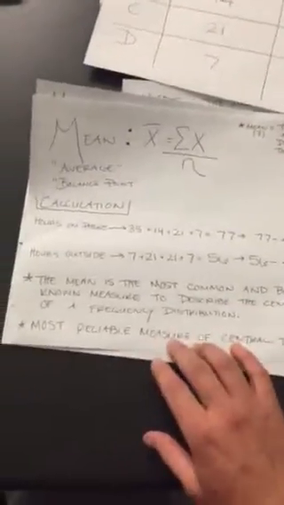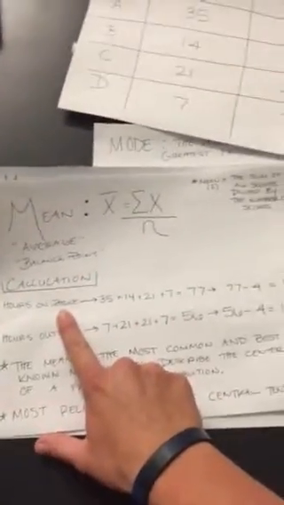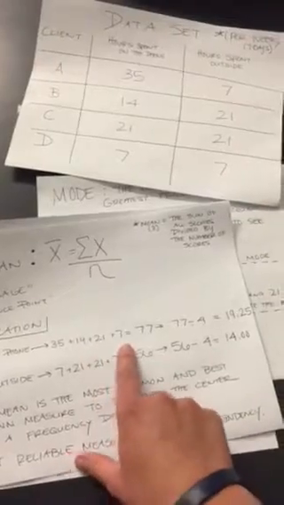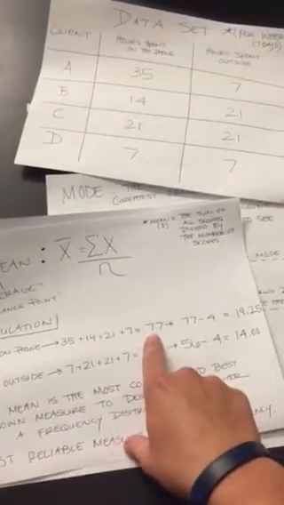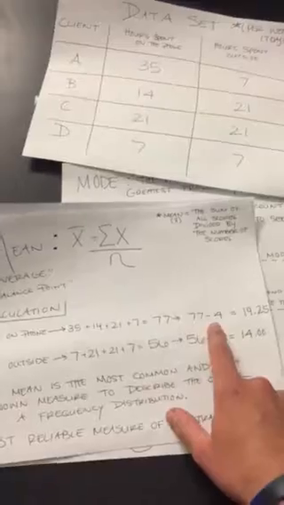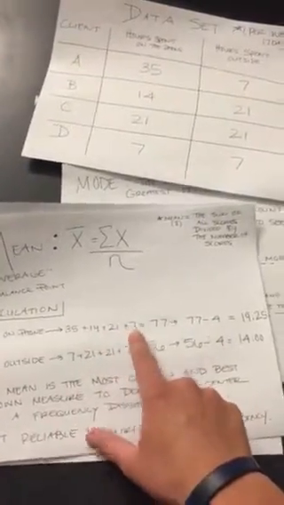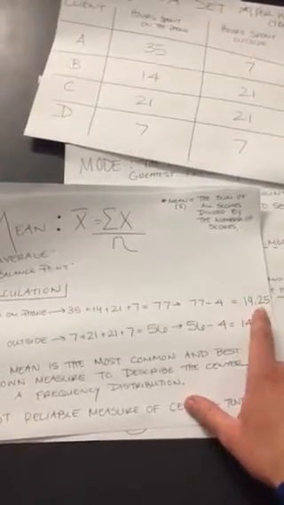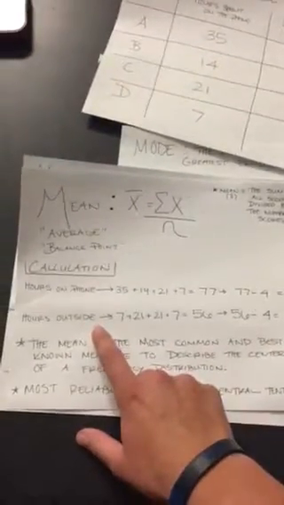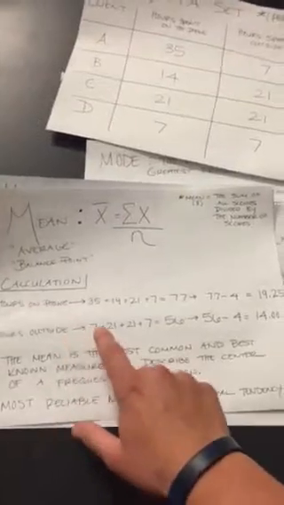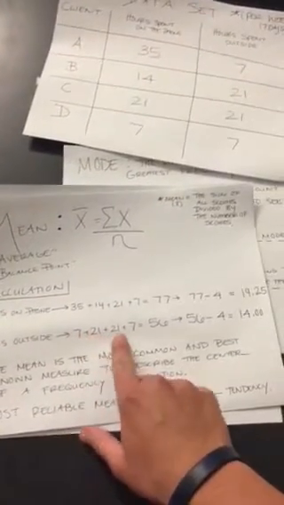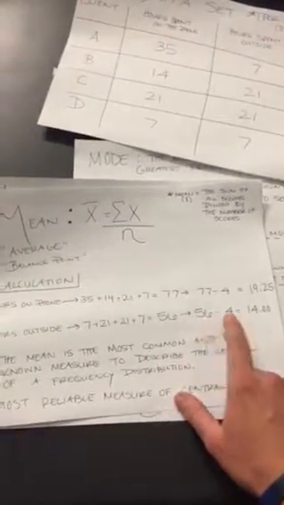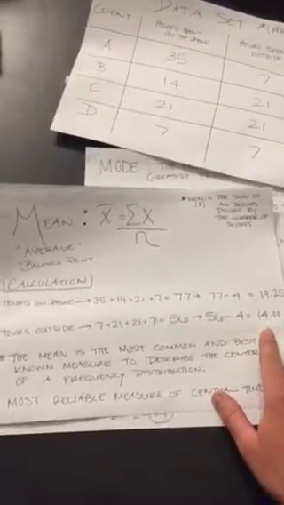So in this case, hours on the phone were just added: 35, 14, 21, 7, got 77, and then you take that value and divide it by however many values you added. So in this case, it's 4, giving us a total of 19 hours and 25 minutes. Hours outside did the same thing, added 7, 21, 21, and 7, got a value of 56, took the 56 and divided it by 4 and got 14.